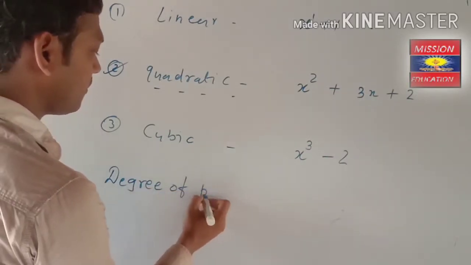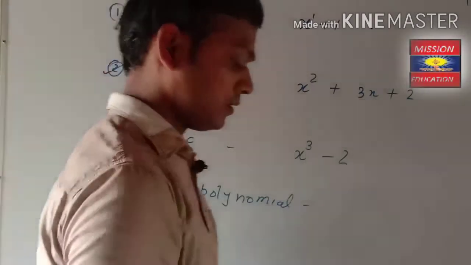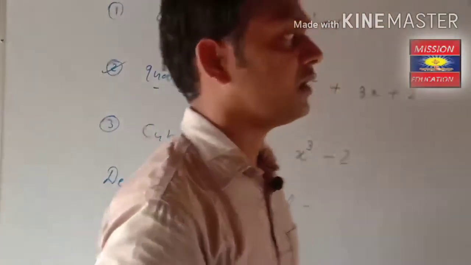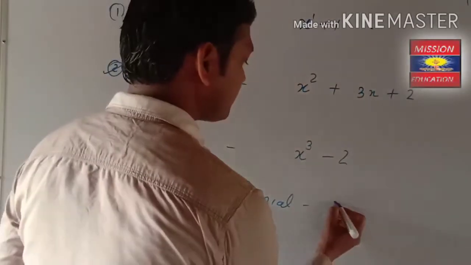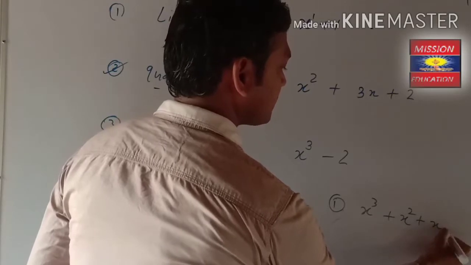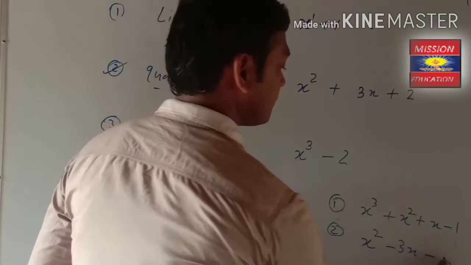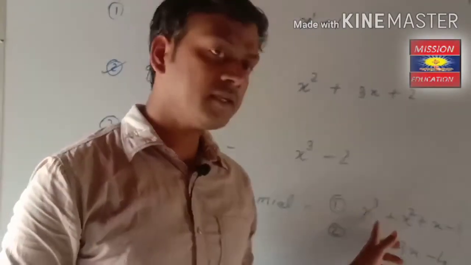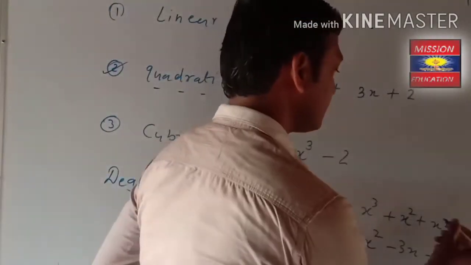The degree of a polynomial: the highest power of a variable is the degree of the polynomial. For example, 1: x power 3 plus x square plus x minus 1, and 2: x power 2 minus 3x minus 4. We can observe that the highest power of the variable in example 1 is 3, so its degree is equal to 3.